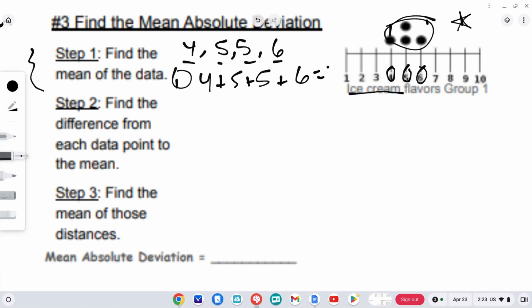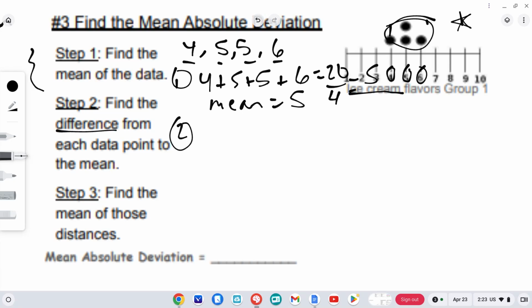If I add these together, I get 20. And 20 divided by 4, because there's 4 numbers, is 5. So the mean is 5. Now we can go to step 2, finding the difference from the data point.